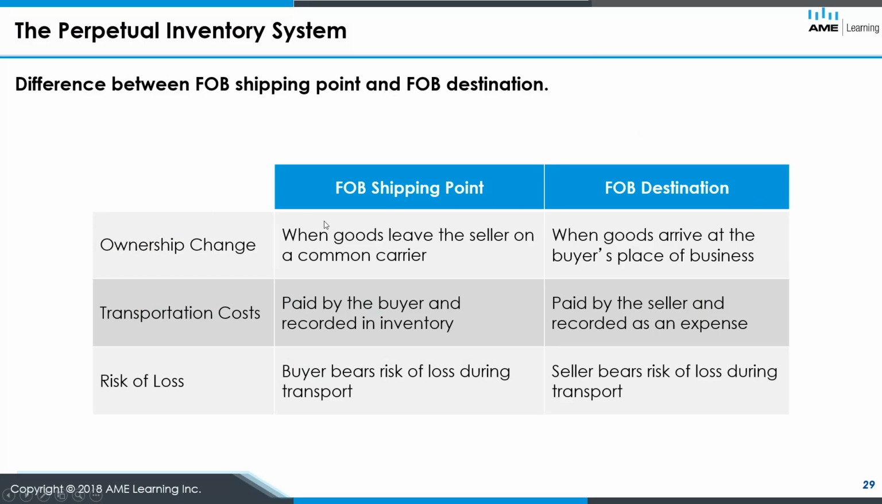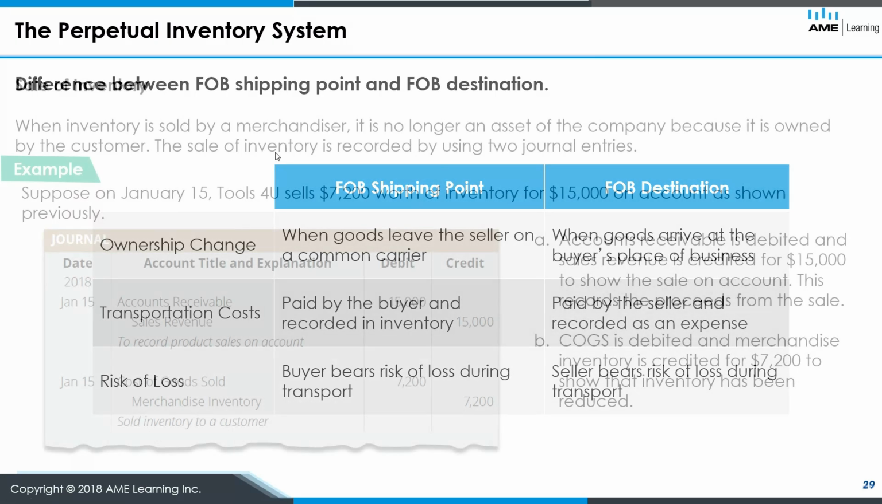And here's a breakdown of kind of what we were just talking about. Risk of loss, who bears that risk, the costs, who pays it, and all those kind of things. So hopefully that's relatively clear. It is built into the title, the shipping point. You can kind of understand, okay, the ownership changes hands when the items are placed on the shipping, and then the destination is the ownership changes hands when it arrives at the buyer's location.